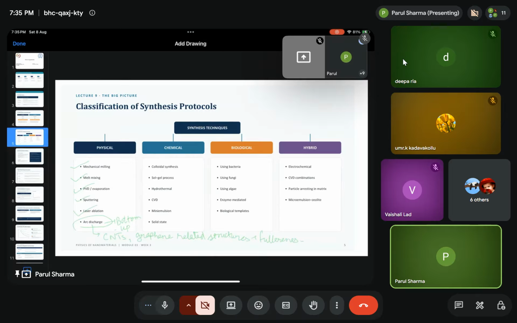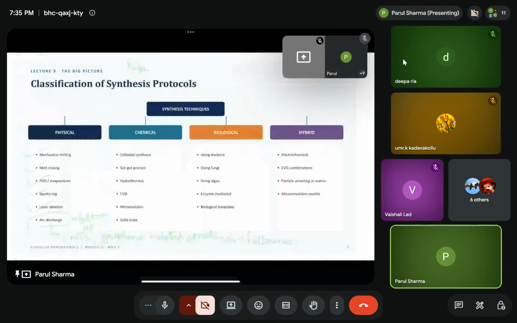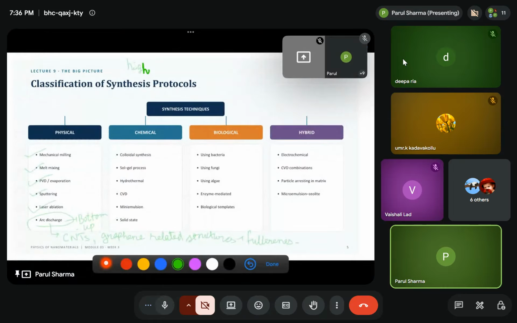So what is the basic idea for this arc discharge? What is happening? We are creating a very high temperature electric arc between two electrodes.